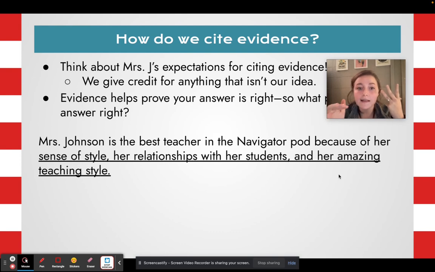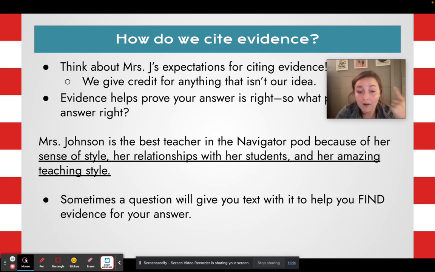All of these things help prove that I am the best teacher, right? So when a question gives you text with it, you can always use that to help find evidence. Sometimes it'll be like, here's some information on school lunches and good stuff and bad stuff. Now answer, should schools provide lunch or something like that? You can always use that to find evidence, but you're also okay with just coming up with your own evidence unless the question asks you to cite evidence from the text.